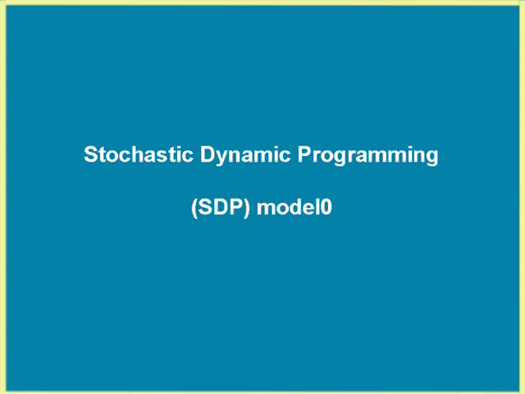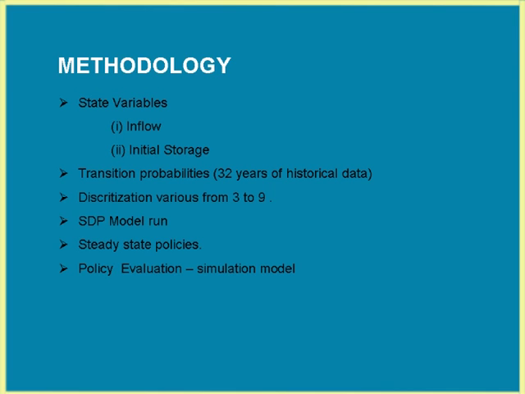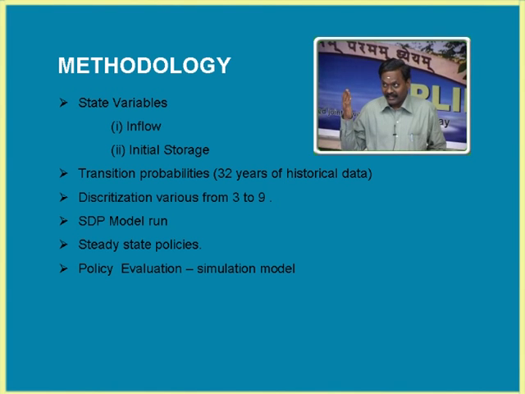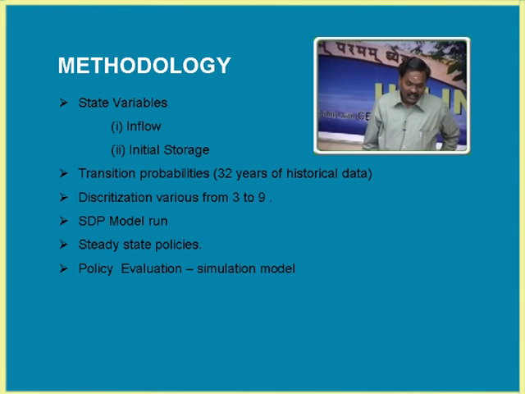This single reservoir operation has two parts, one is the SDP, another one is the GA model. Right? So in stochastic dynamic programming, the inflow and initial storage are discretized into 3 to 9 state variables, because since it is only surface water, the curse of dimensionality does not come into the picture for a small number. When the number is more than 10, then we end up in the curse of dimensionality. So we went up to 9 discretizations of both inflow as well as initial storage.